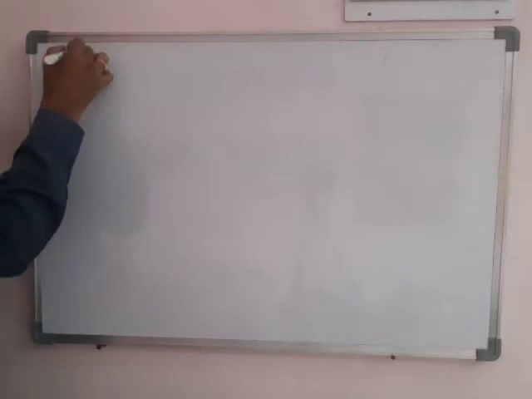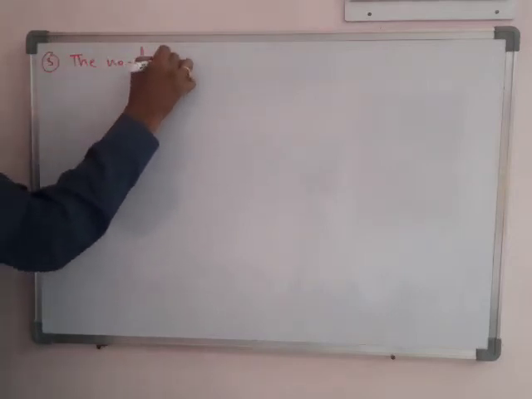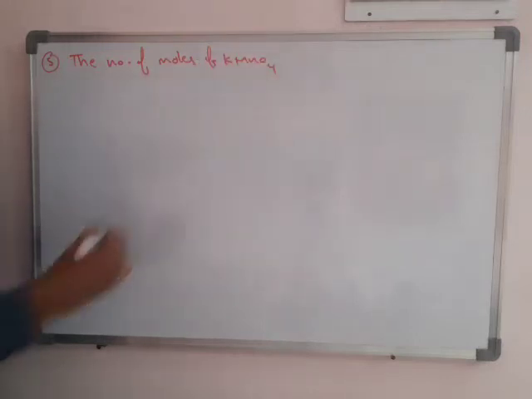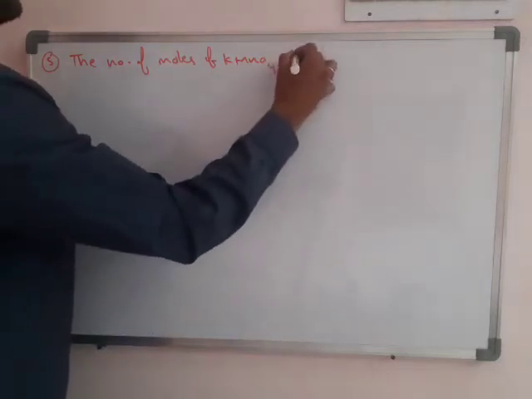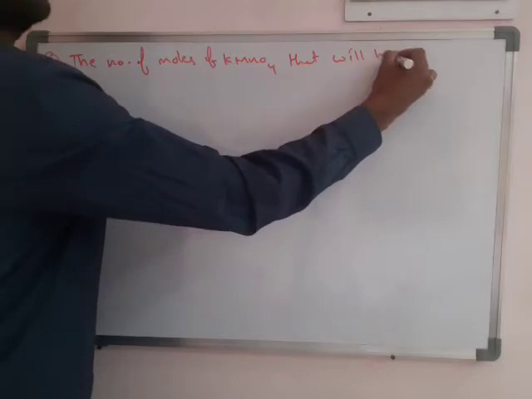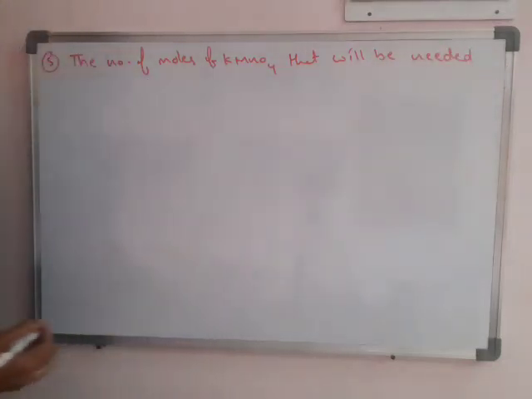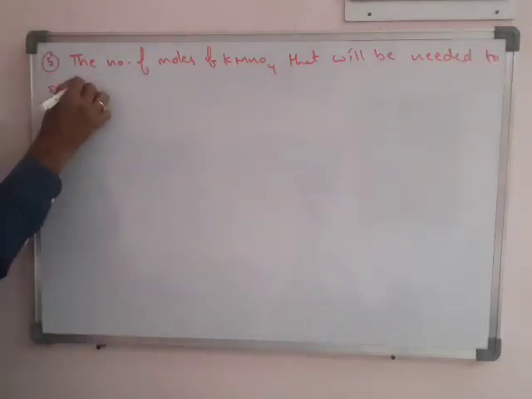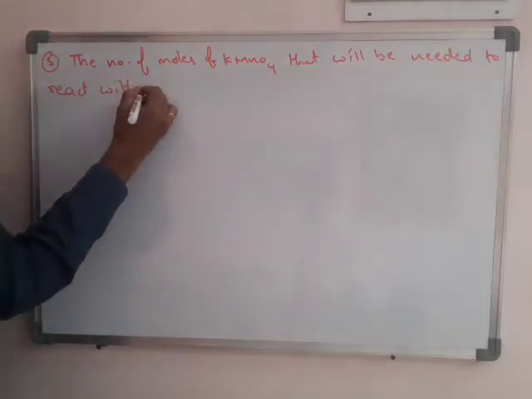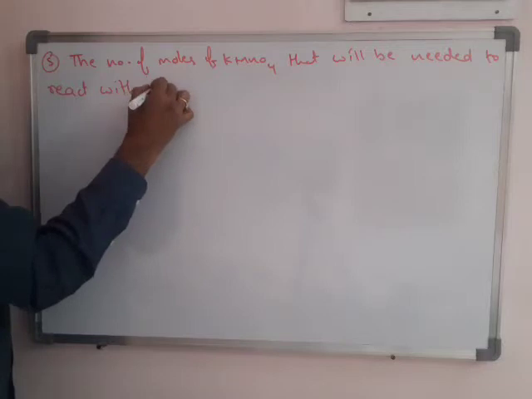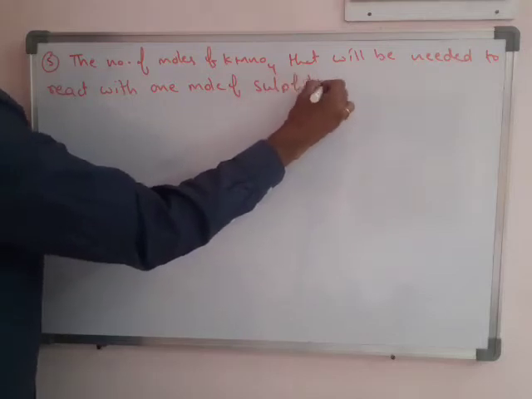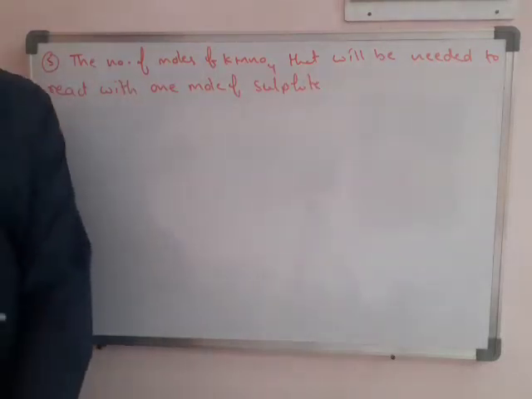See question number 5 that is given. The number of moles of potassium permanganate that will be needed to react with 1 mole of sulfite ion in acidic medium.